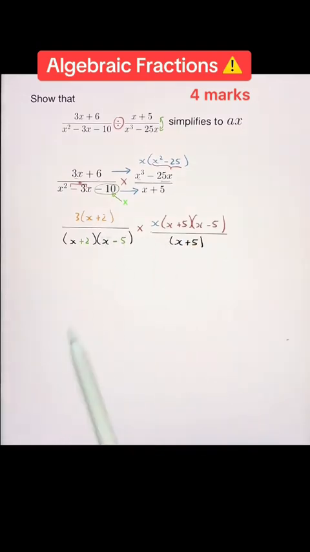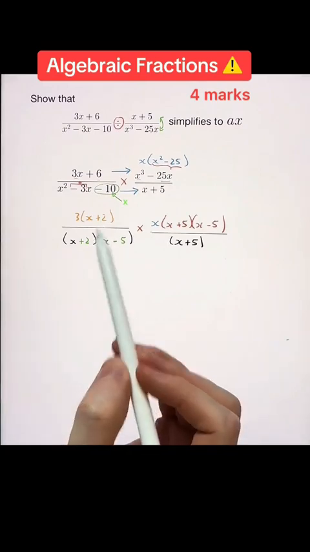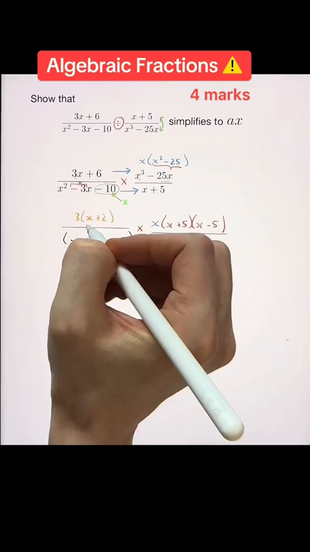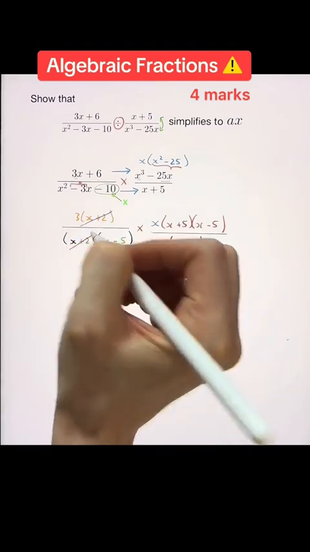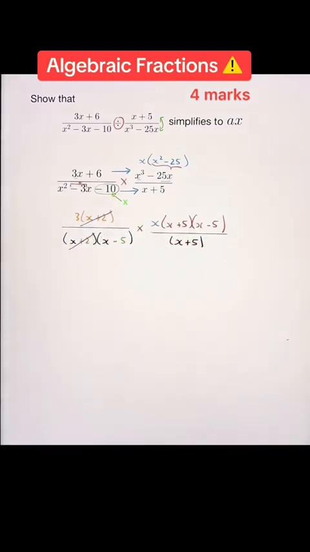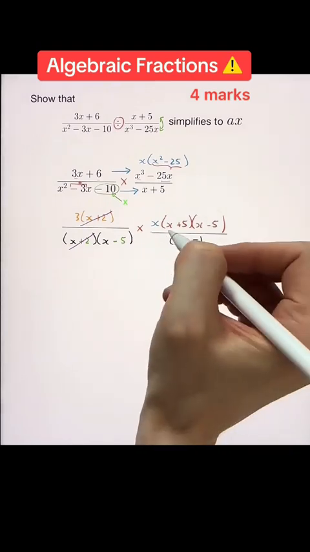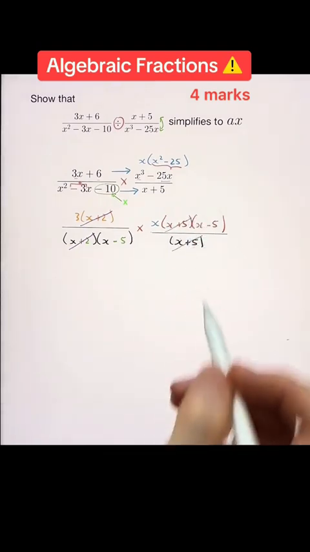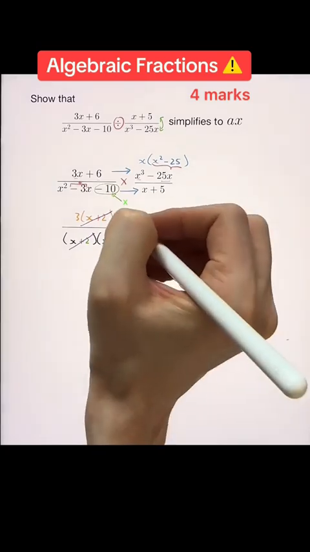I'm now going to check each fraction for any common factors. Look at my first fraction. I can see that both on the top and bottom, I've got in single brackets x plus 2, so I can cancel x plus 2 on the top and bottom. Look at my second fraction. I can see that both top and bottom have in single brackets x plus 5 in common, so I'm going to cancel that. Multiply whatever's now left on the tops.